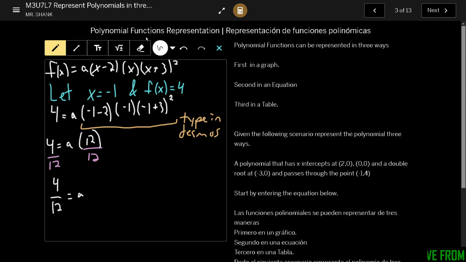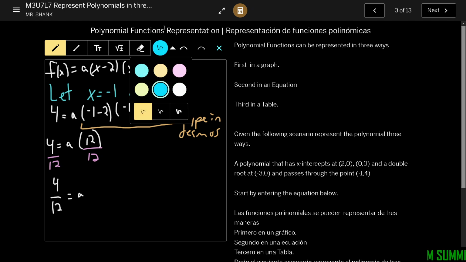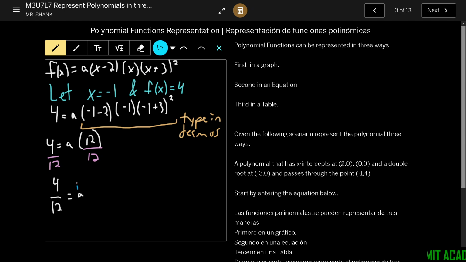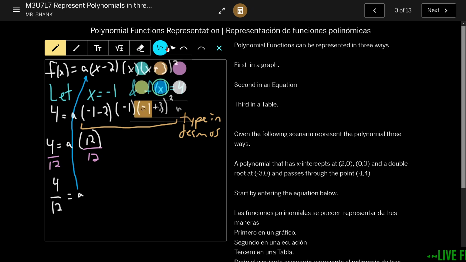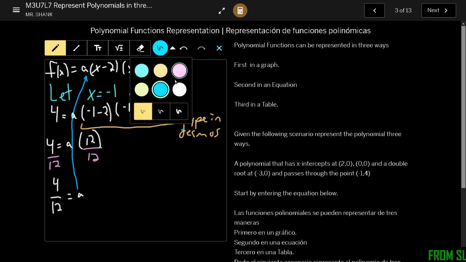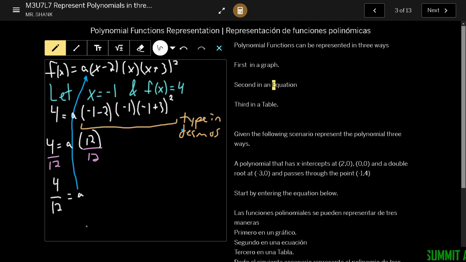So there's a. Take that value of a, and we're going to plug it back into our original equation. So draw that arrow to show where it's going up here. And I can write out what that equation is. So I'm going to say f of x equals 4 over 12.